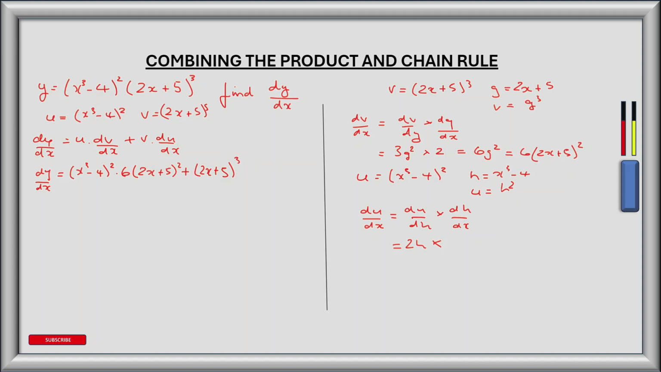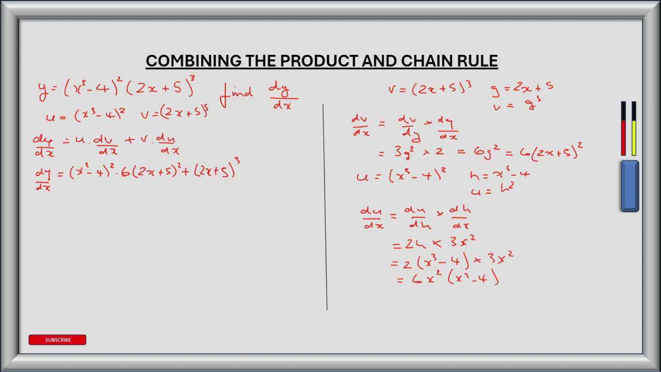So h is equal to x cubed minus 4. So the derivative of that is 3x squared. If we now substitute for h, so h is x cubed minus 4, this is equal to 2 times (x cubed minus 4) times 3x squared, which is 6x squared times (x cubed minus 4).